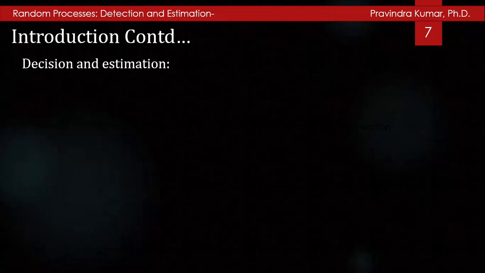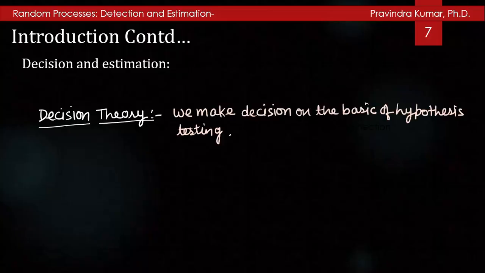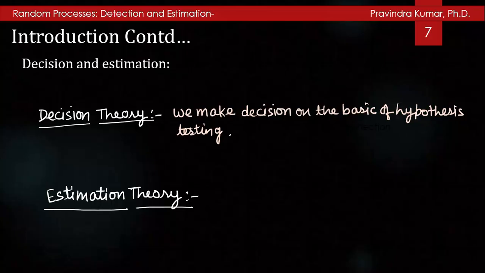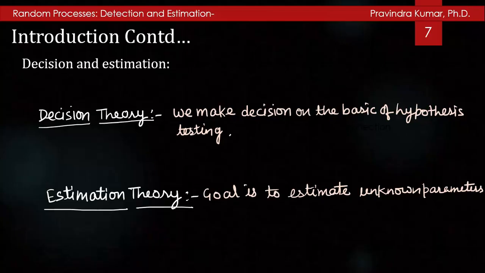Now we come to decision and estimation. In decision theory or detection theory, we have to make a decision on the basis of hypothesis testing, and we have to decide whether the signal is present or absent. In estimation theory, we assume that the receiver has made a decision in favor of the signal being present, but some parameters associated with the signal may not be known. So the goal is to estimate those parameters in an optimal fashion based on a finite number of samples of the signal.